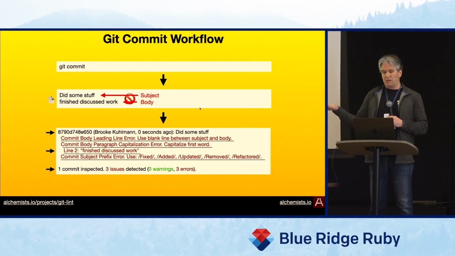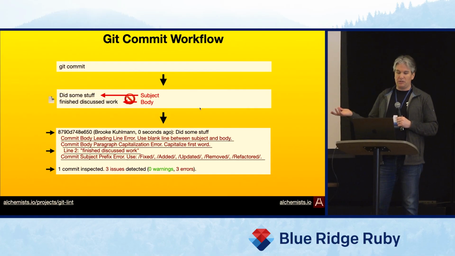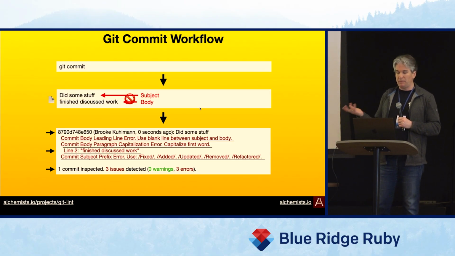Again, sorry, my slides are compressed here, but you're making a Git commit, doing some code, writing a subject and a body that's horrible in this case: did some stuff, finished some discussed work, but that doesn't really explain what's going on. Then it'll flag it here, and you've got nice error messages. It's showing you what it's flagging, why these are bad, and at the very bottom the number of commits inspected, and 3 issues in this case. No warnings, but 3 errors that you need to address.